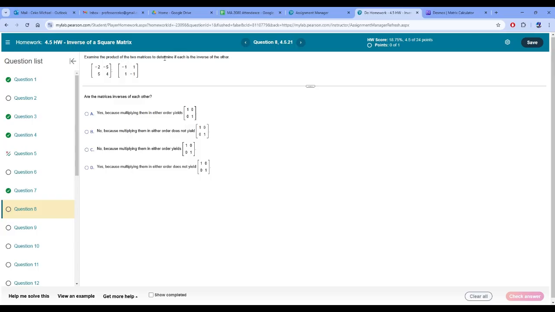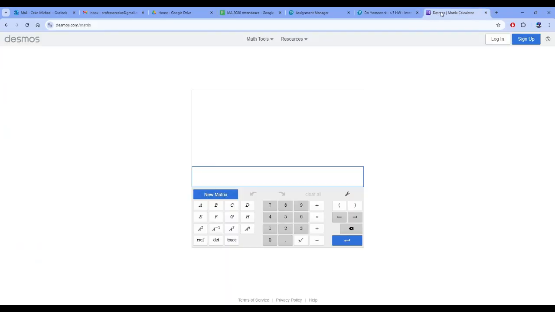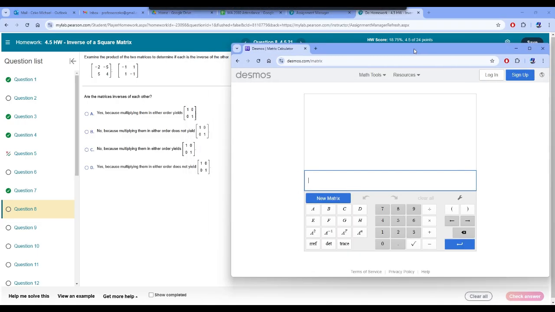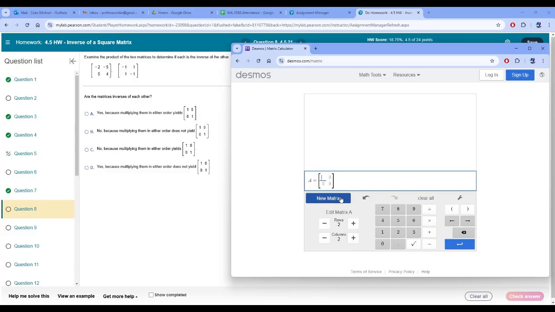Examine the two products to determine if each is the inverse of one another. Are the matrices inverses of one another? There is a way that we can figure this out without doing a crazy amount of math. If I just find the inverse of one, the answer should be the other. So for example, if I find the matrix, and this is -2, -5, 5, 4, enter, and then I find the inverse, that gives me that.